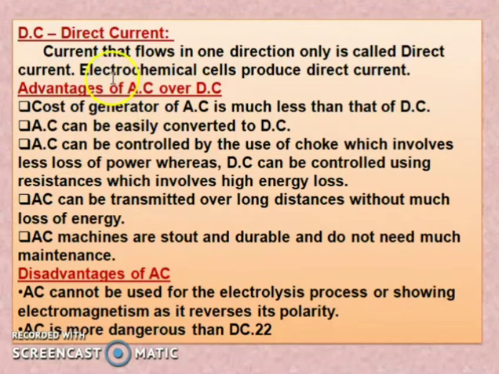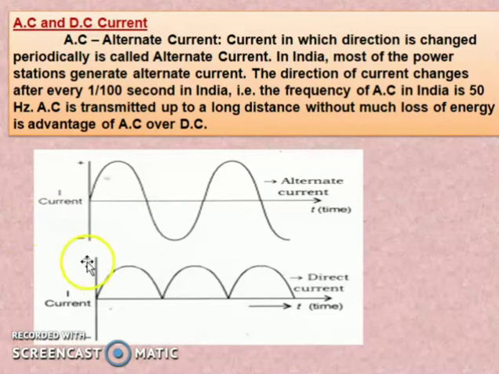The DC, that is a current that flows in only one direction, is called direct current. Electrochemical cells produce direct current. So this will flow in only one direction, whereas this will change periodically, up and down.